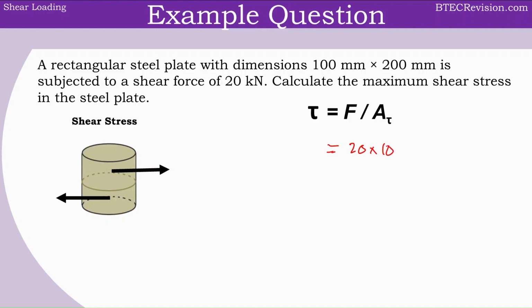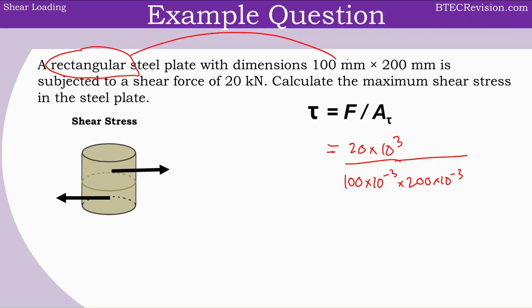So that's 20 times 10 to the power of 3, divided by the area. The area is 100 times 10 to the power of minus 3, times 200 times 10 to the power of minus 3, because we are dealing with a rectangular steel plate, so that is the length times the breadth. And if we work that out, we should get an answer of 10 to the power of 6 pascals, or 1 megapascal.